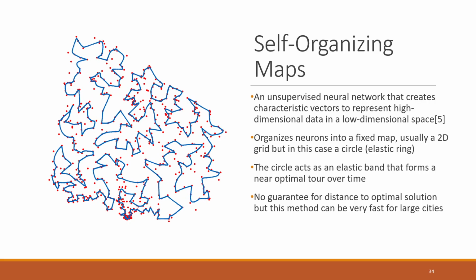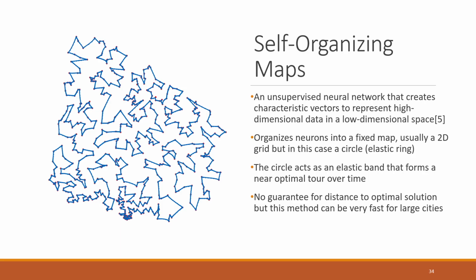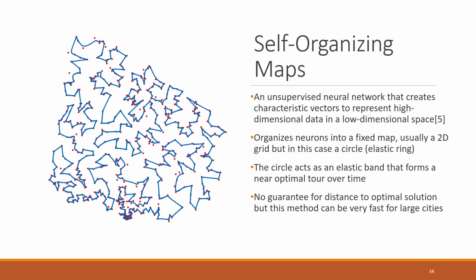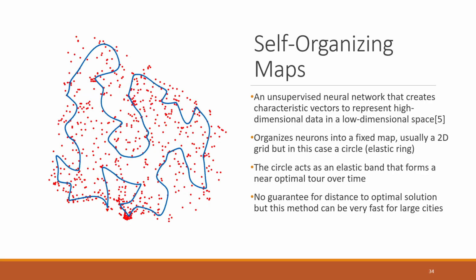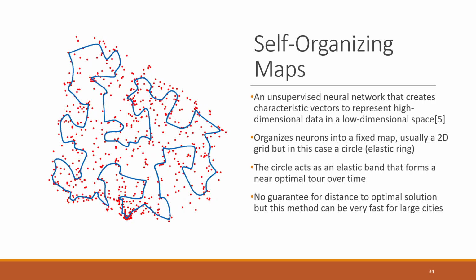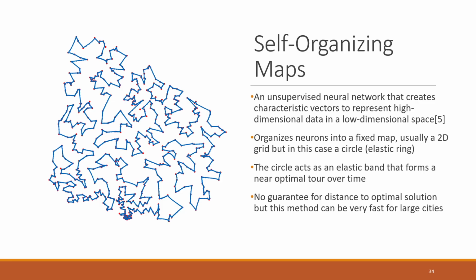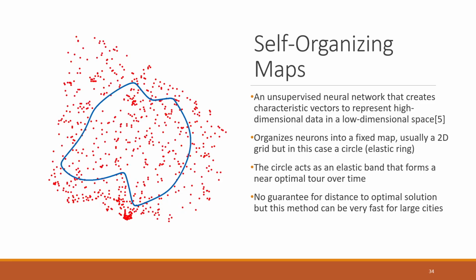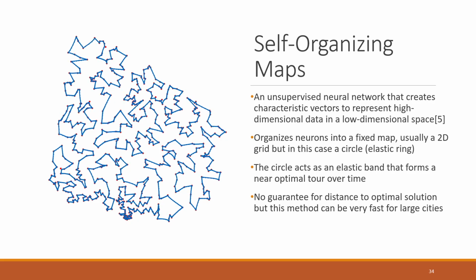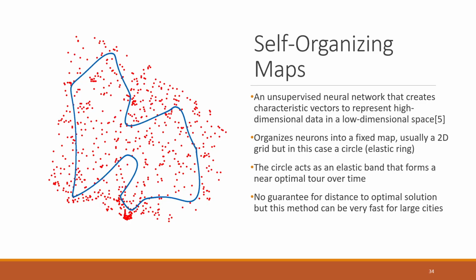And if you see this animation on the left, the circle acts as an elastic band that forms a near optimal tour over time. There is no guarantee for this solution to be close to the optimal solution. But this method can be very fast for a large amount of cities. And this method is not as practical as the previous ones, but is more so an interesting approach to solving TSP.